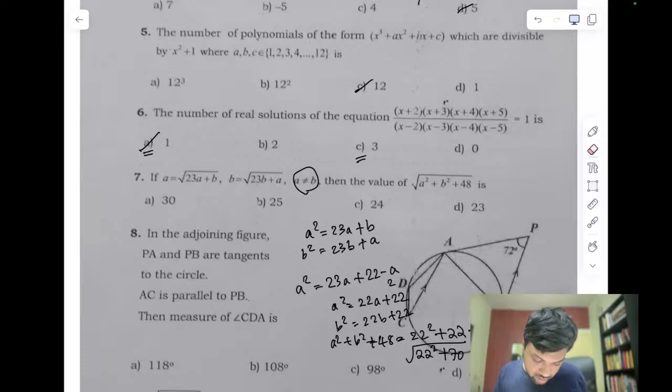Okay. A plus B is 22, that's correct. So B is 22 minus A, so A squared is 22A plus 22. B squared is 22B plus 22, up to there it's correct. And A squared plus B squared plus 48 is, hopefully I've done all the arithmetic correctly, 22A plus 22B is 22 times A plus B. But A plus B is already 22, so you'll get 22 squared. And then you'll add 22 twice, so you'll get 44. And this is 92.